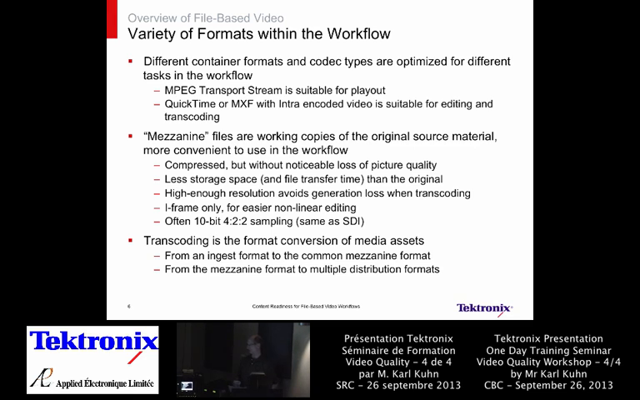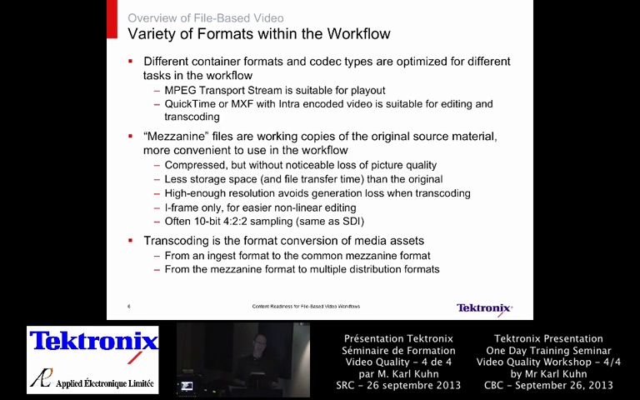QuickTime and MXF for editing and transcoding, which is where you're doing a lot of your workflow to begin with. Mezzanine files. This is a working copy of the original source. It's at a lower bit rate. You might have a 1.5 gigabit per second. You encode it down to 200 megabits, 100 megabits. High quality. As far as the human eye is concerned, it's lossless.